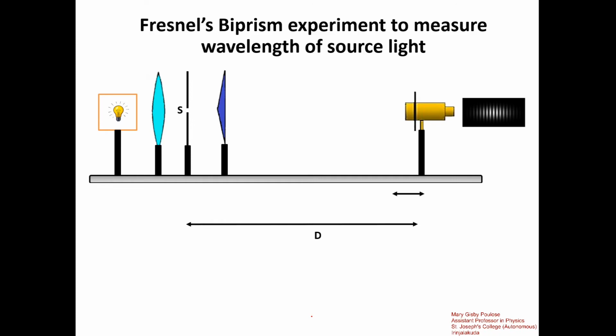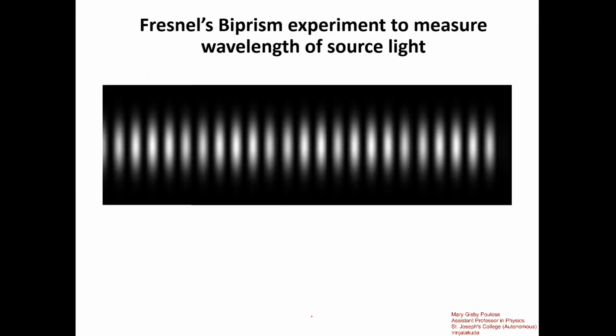If they show a lateral shift, we can adjust the edge of the biprism to make it vertical, and again verify whether it shows a lateral shift in the micrometer eyepiece. Once you have obtained an interference pattern without lateral shift, you can measure the fringe width. So you will see a pattern as such.